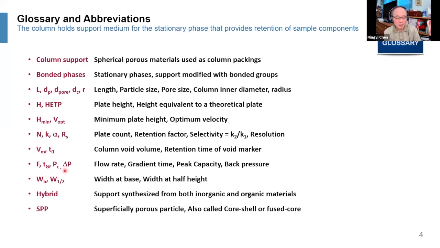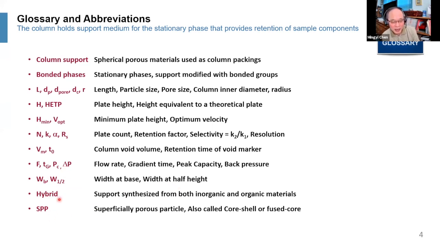Peak capacity is the number of peaks that you can accommodate in a chromatogram, is P sub C. Delta P is the back pressure. Peak width at the base is W sub B. Peak width at half height is the width of the peak at half, 50%, of the height.